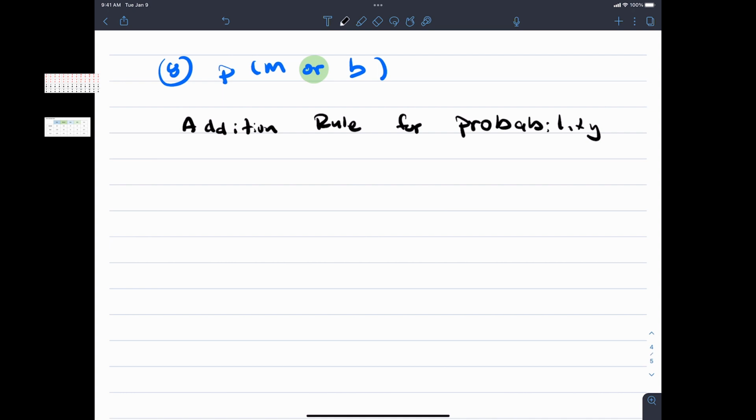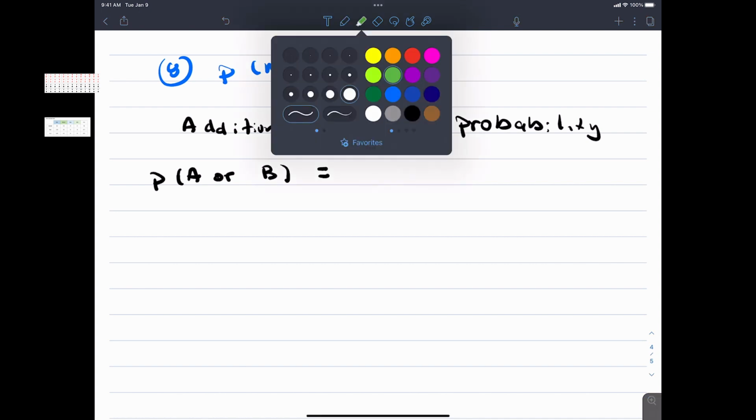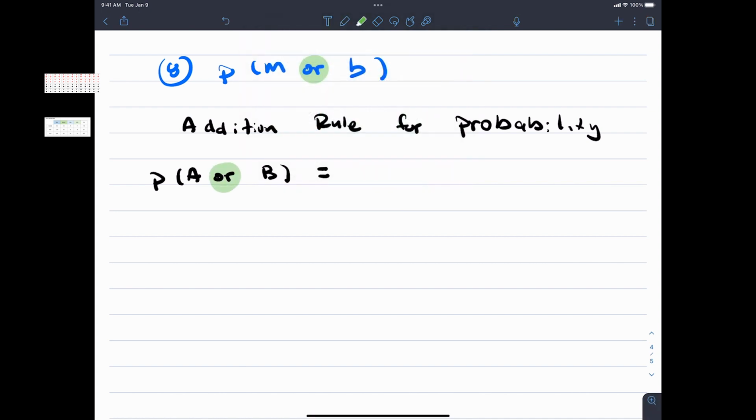So here's the addition rule. Okay, here we go. The probability of A or B, that's on the left side. In other words, you have the word or, two things, A or B. It's really simple. You compute the probability of A, you add it with the probability of B. I guess that's why they call it addition. And then you subtract it with the probability of A and B.